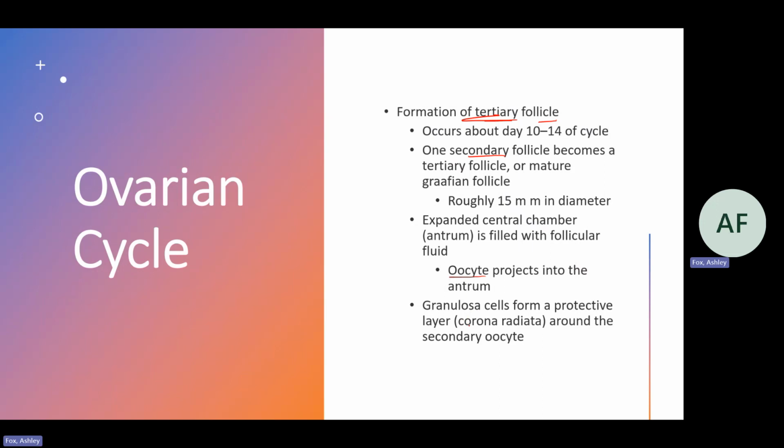Granulosa cells are still going to be around the secondary oocyte because now it has changed from primary oocyte to secondary oocyte. Formation of the tertiary follicle, because that's what's going to be ovulated. So granulosa cells are going to be surrounding the oocyte, what we call the corona radiata. So we're going to see follicle cells attached here, and then we're going to see a bunch of fluid, and you'll see a picture coming up.